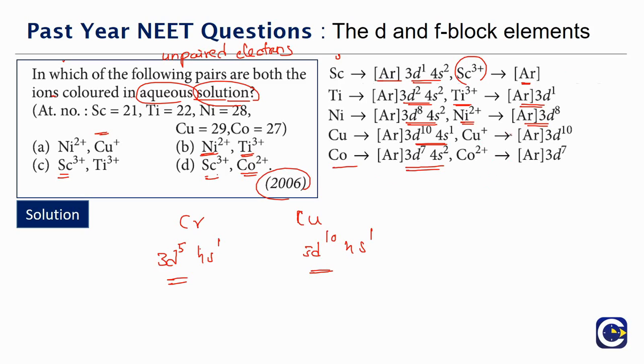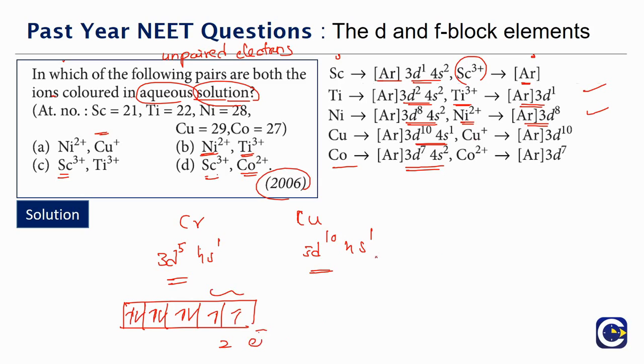Now if you look at it, the scandium 3+ is having argon structure. Titanium 3+ is having argon 3d1, means yes, unpaired electrons are there. Nickel 2+ is having argon 3d8. This also will have unpaired electrons. 3d8 means there will be 5 d orbitals. We have to first fill one each and then we will start pairing them. We can see there will be how many unpaired electrons? 2 unpaired electrons are there.